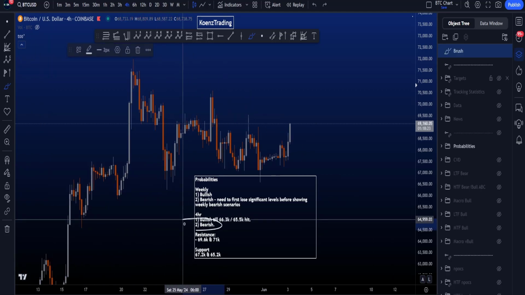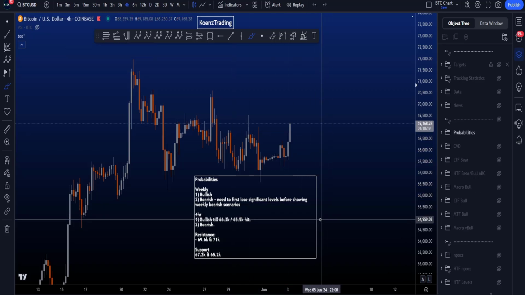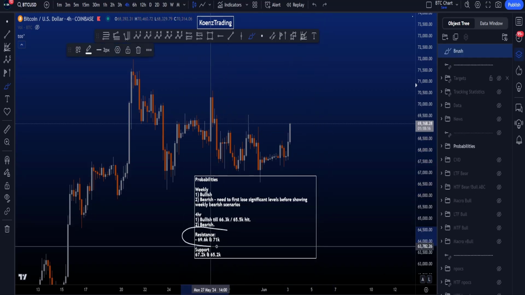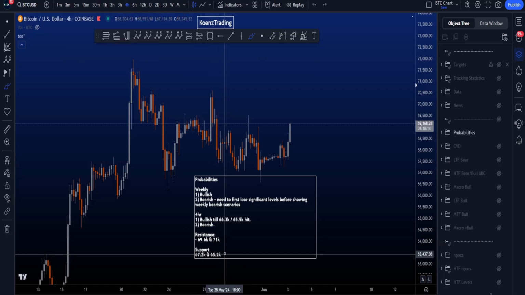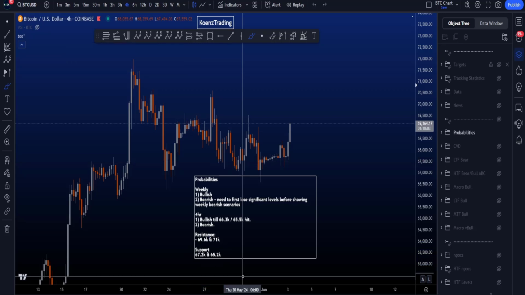On the number 2 spot then the bearish scenarios, which are impulsive scenarios to the downside. The closest resistance is 69.6k and then 71k. The closest support is 67.2k and 65.2k.